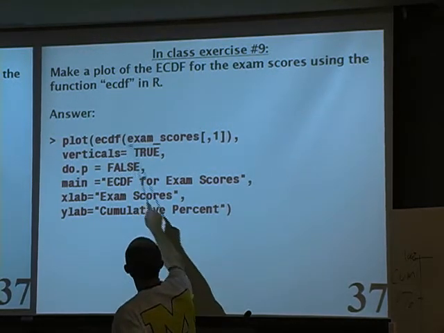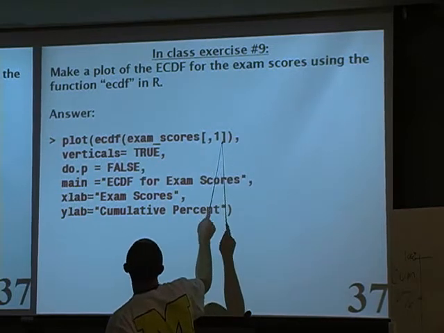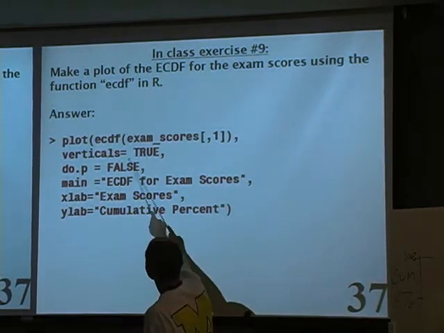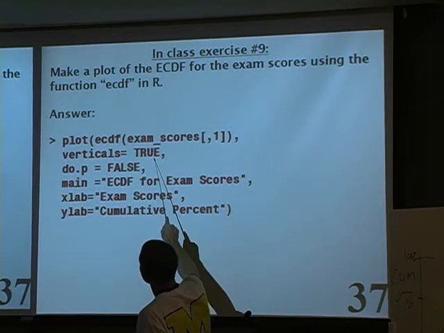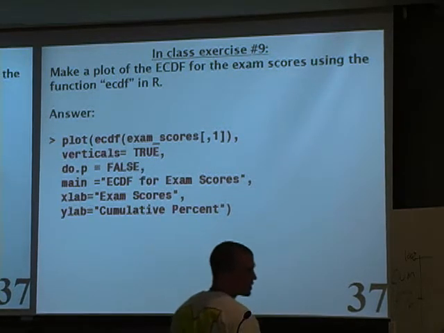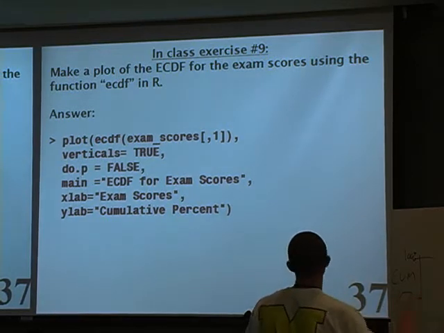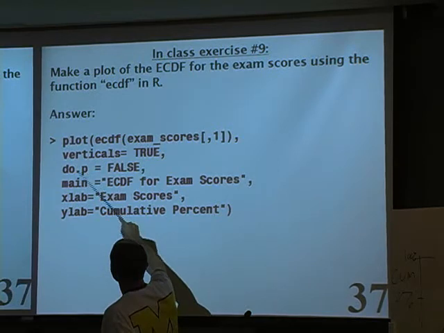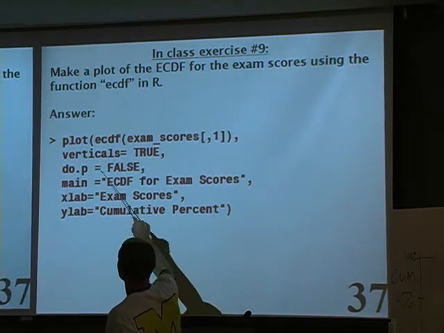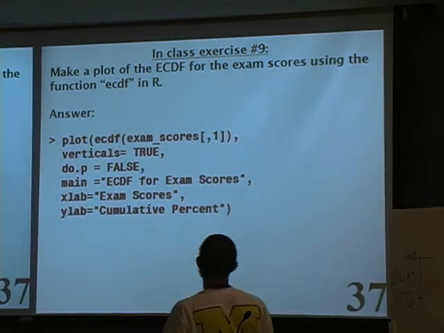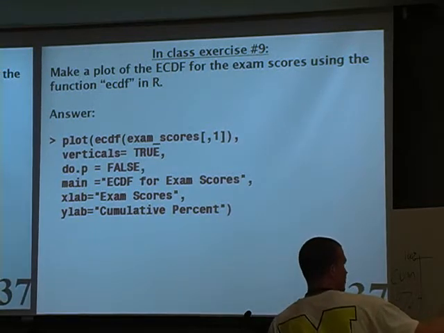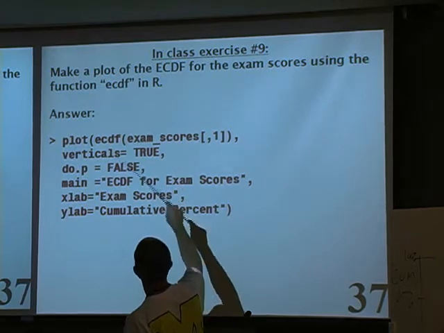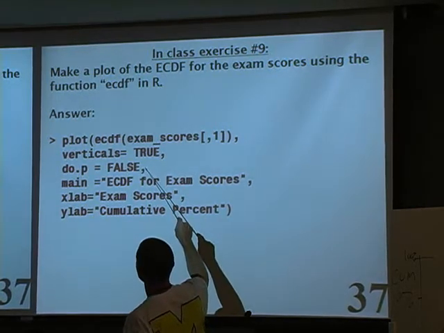OK, so engEDU of the exam scores, column 1, which there's only one column. But if I don't say column 1, it gives me an error. Verticals equals true. Why? Because verticals defaults to false, which means that it only has horizontal lines, never vertical lines, and it looks really ugly. Do.p. Okay, do I want it to plot the points? That's what that means. No, I don't, as far as I can tell, because by default it puts these little points on there as circles, and believe me, it looks better without it. Maybe I'll do one by the default, and you can see the default looks pretty ugly.